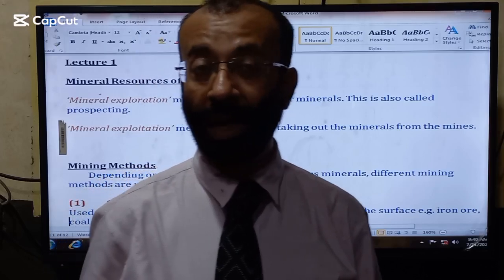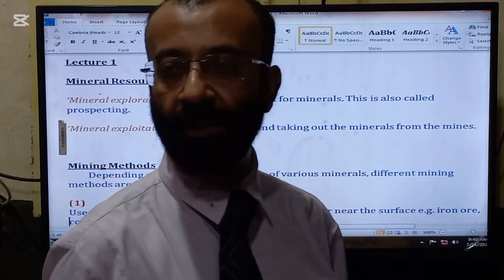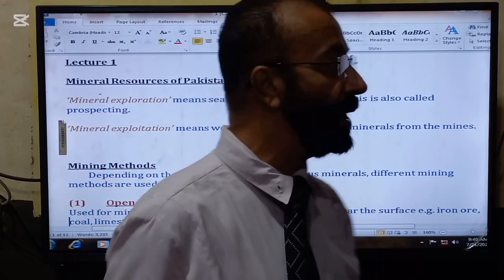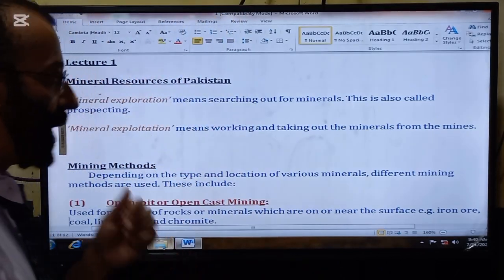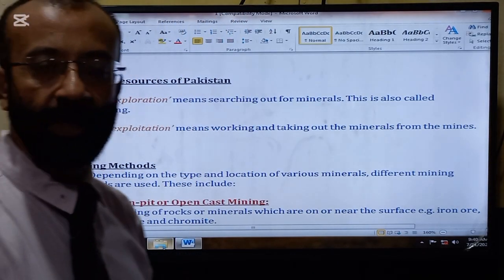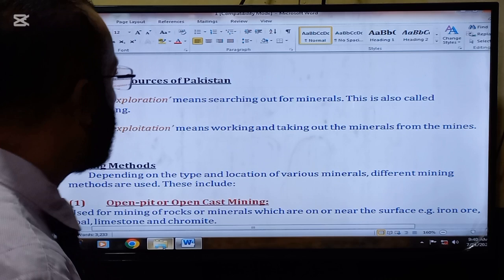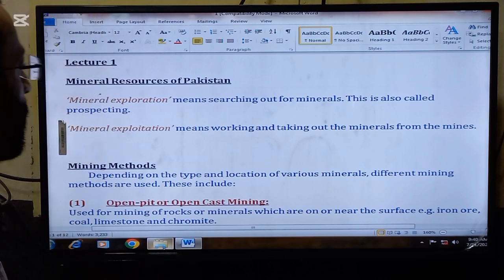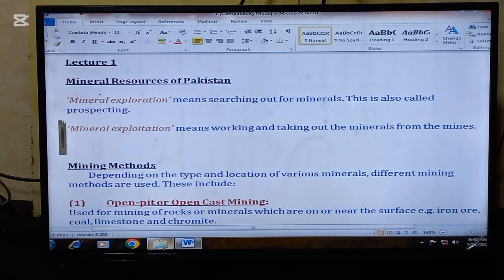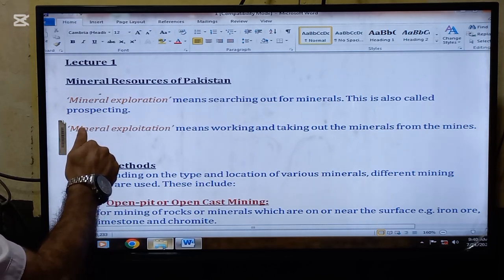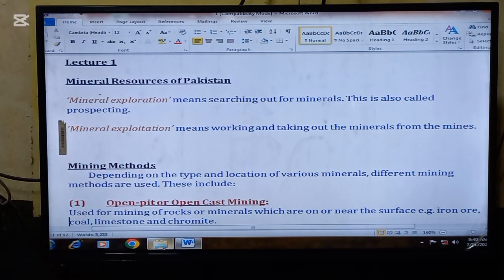Good morning, students. Our today's topic in the subject of geography O levels is mineral resources of Pakistan. And we are going to start the first lecture of mineral resources of Pakistan today. So concentrate yourself. The first thing that we are going to read is the definition of mineral exploration.